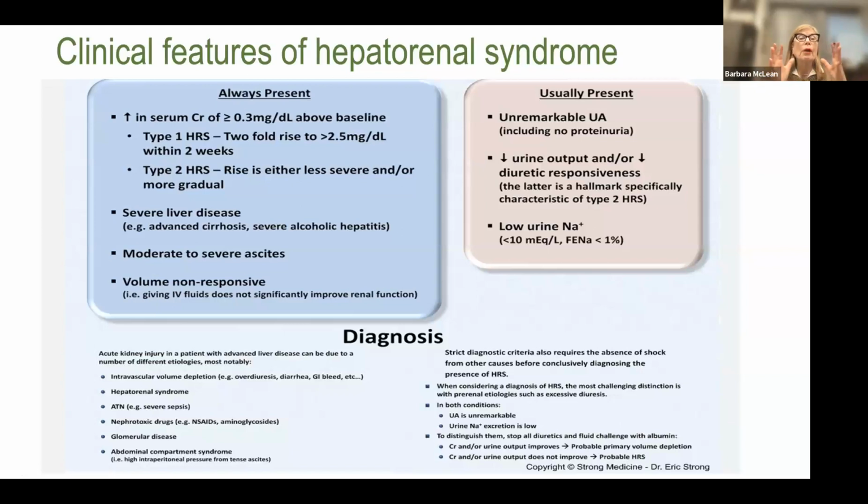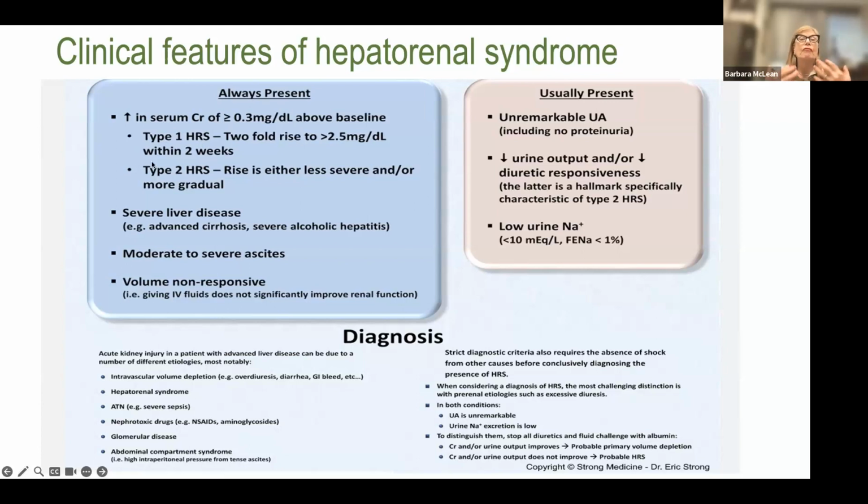So now we just kind of bring that all together and say clinical features of hepatorenal syndrome. Number one, an increase in serum creatinine of greater than 0.3 milligrams above whatever their baseline was. Now, this is going to be really important when we're looking at our case study because we're not making this diagnosis in somebody who has had a creatinine of 5 and now it's 5.2, now it's back to 5.1, now it's 5.2. They're not having a significant increase above their baseline, and typically they don't have any indication of renal dysfunction.